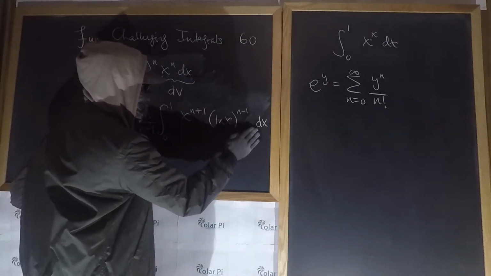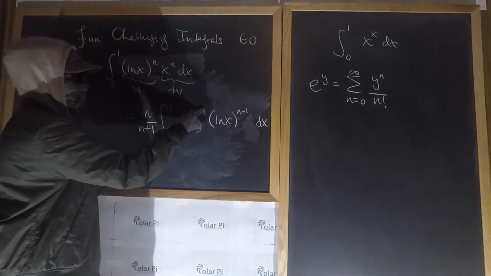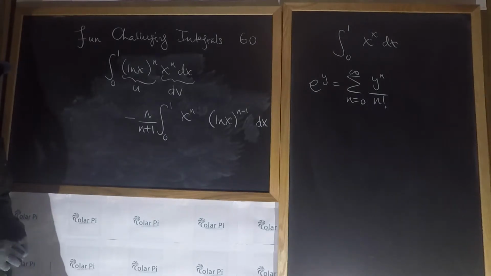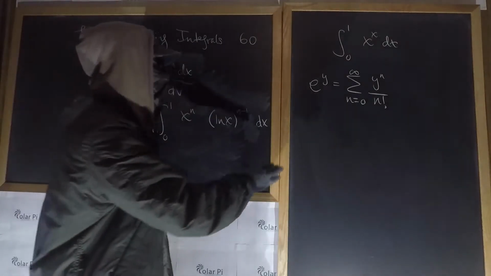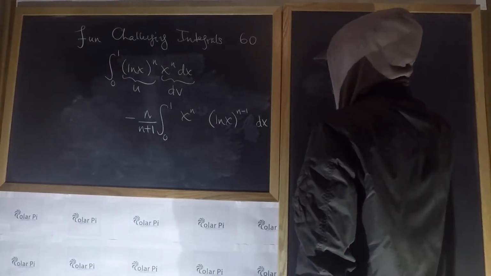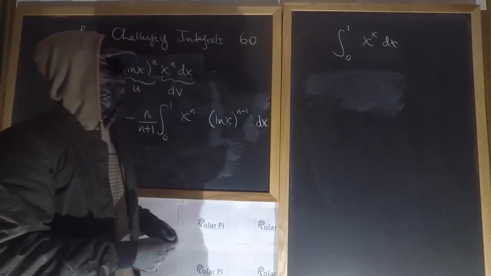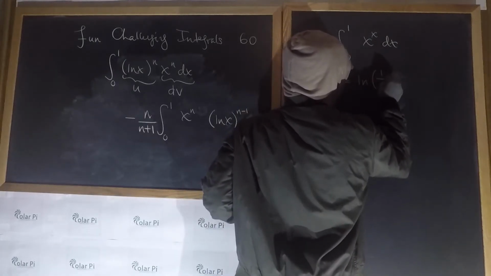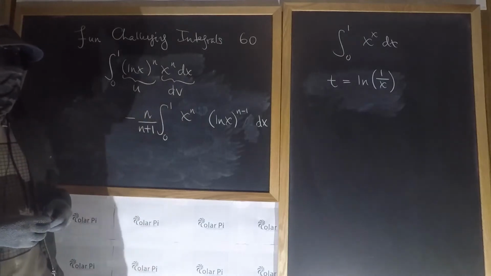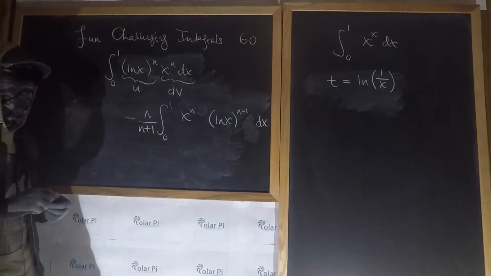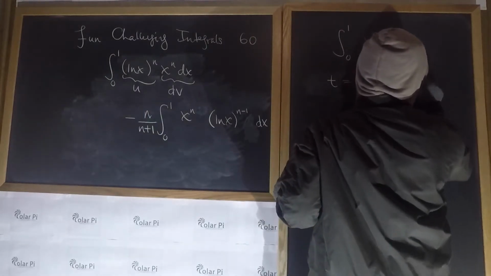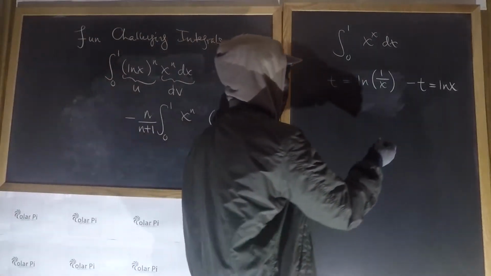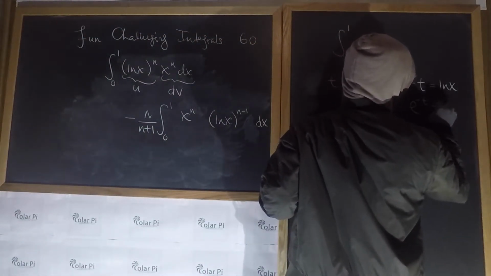Specifically, I can get rid of the 1 over x here and just write x to the n instead of x to the n plus 1, right? Okay. So where to from here? Well, we're going to make the following substitution, which is, let's let t equal the natural log of 1 over x. Notice then that negative t is the natural log of x. So negative t is equal to the natural log of x. And based on that, e to the negative t is equal to x.